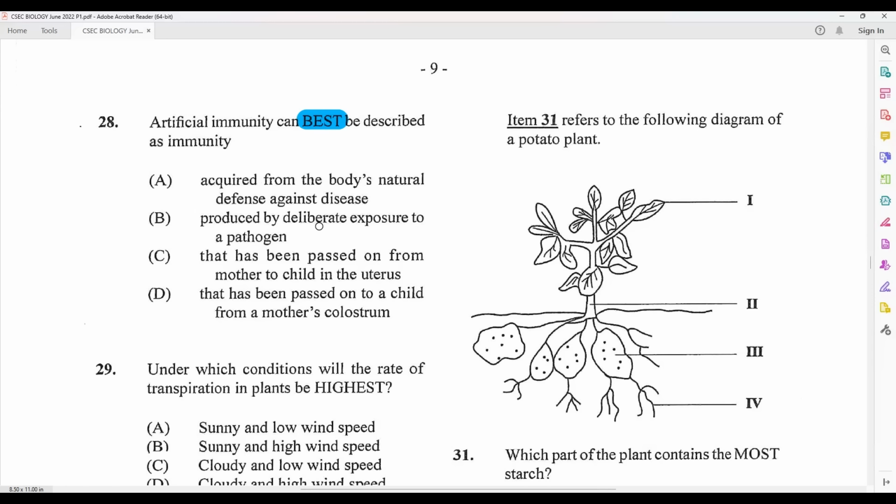Artificial immunity can best be described as an immunity produced by deliberate exposure to a pathogen. This is how vaccination happens. Remember, vaccination is artificial. Artificial means man-made.